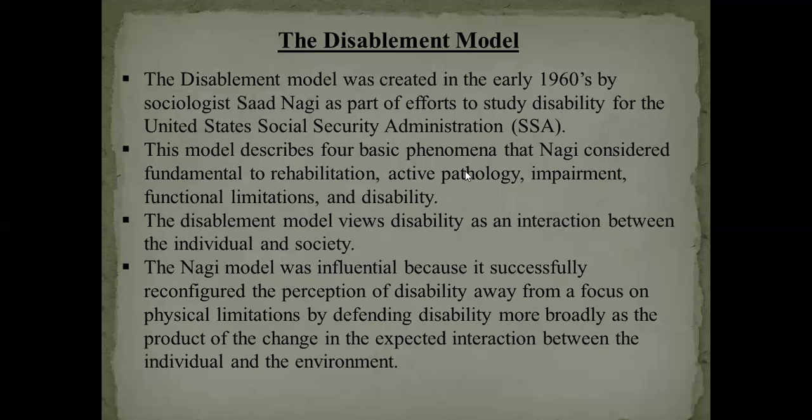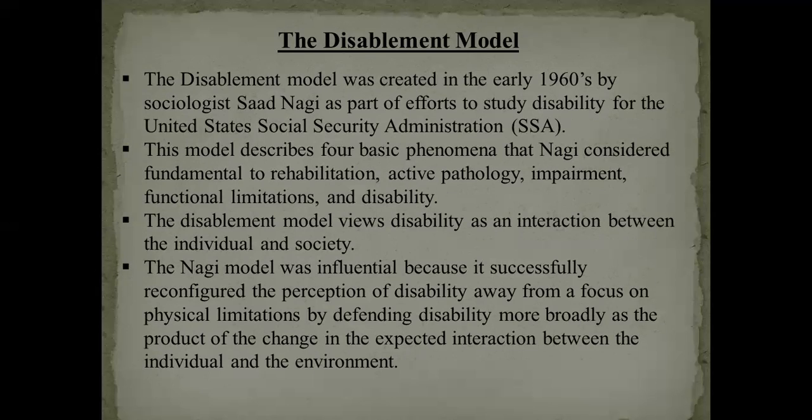And now moving on to the disablement model. What is the disablement model? It is also called the Saad Nagi model. The disablement model was created in the early 1960s by sociologist Saad Nagi as part of efforts to study disability for the United States Social Security Administration. For the SSA, one sociologist, Saad Nagi, studied this, and out of his efforts this was created. Hence it is also called the Saad Nagi model.